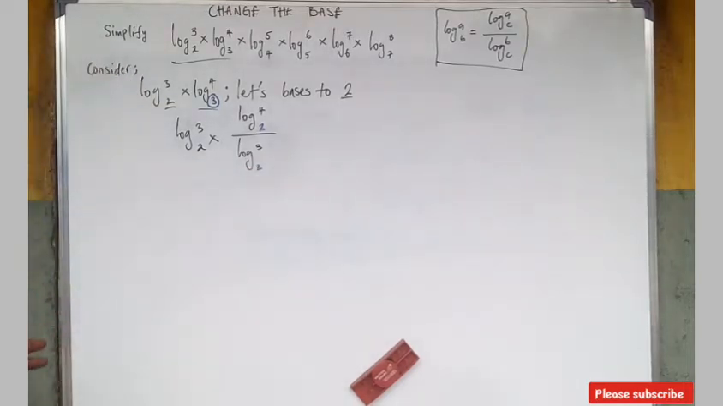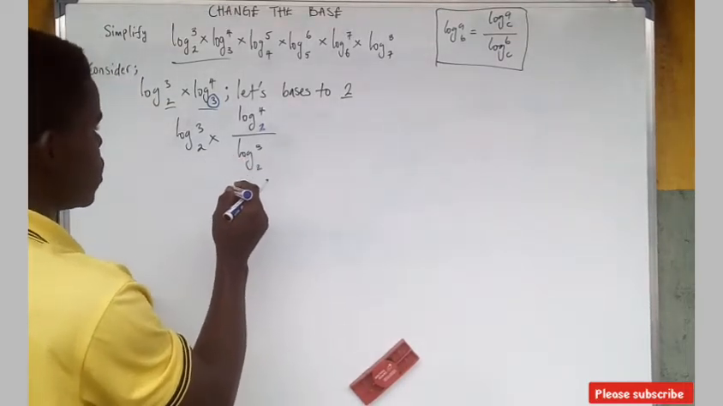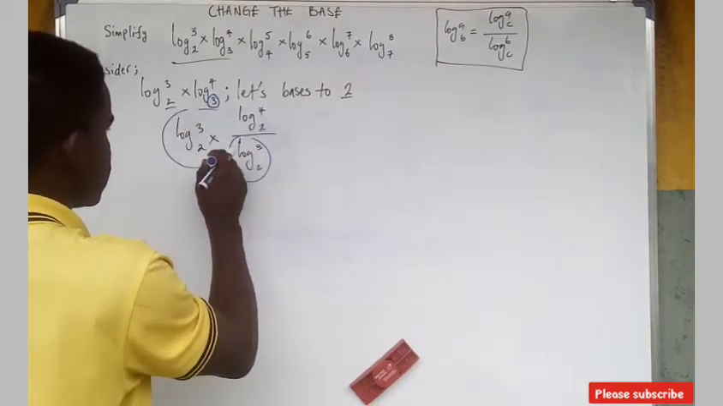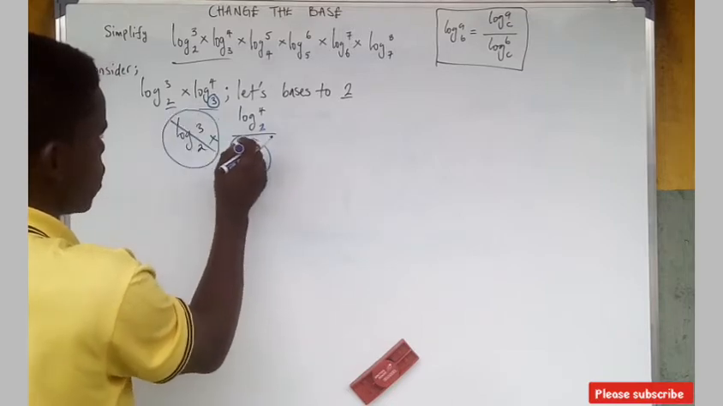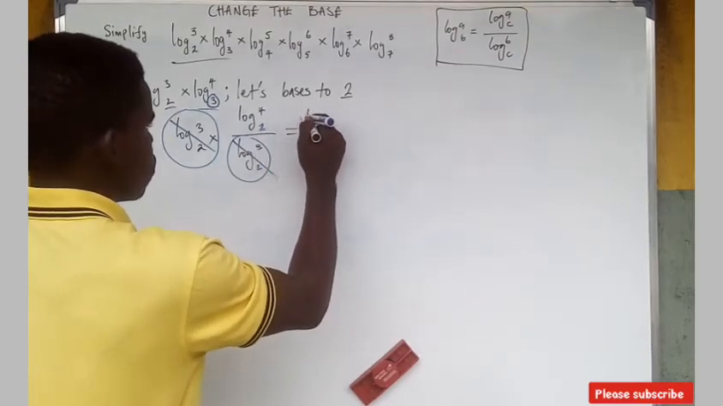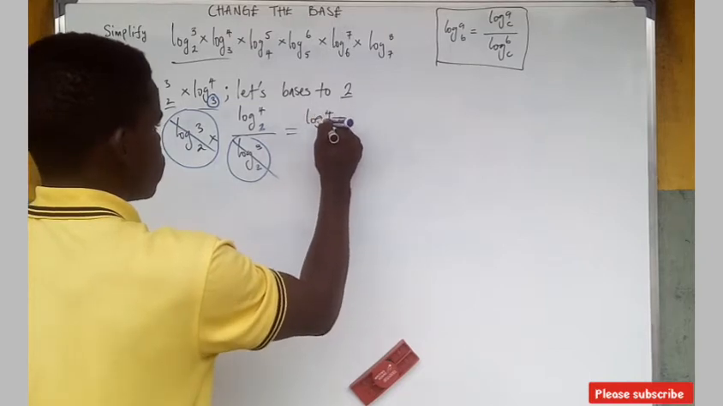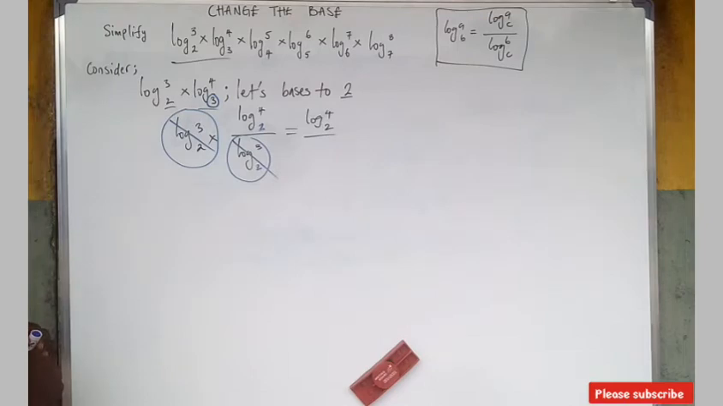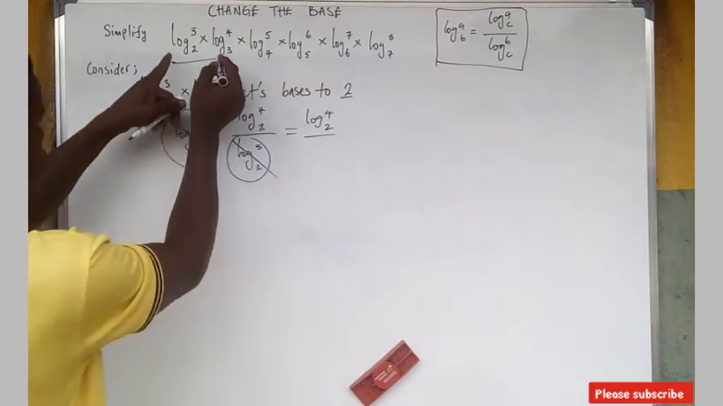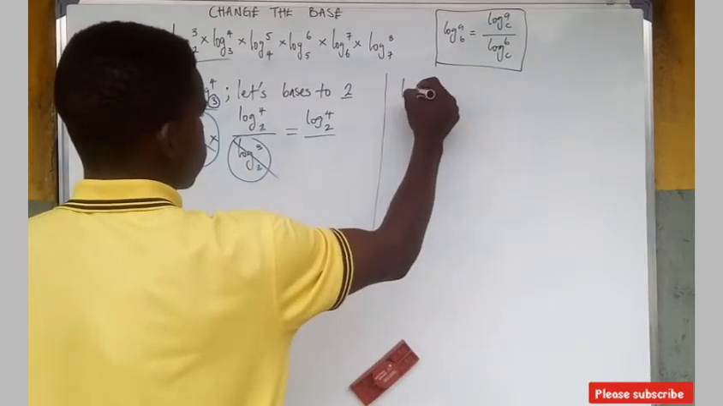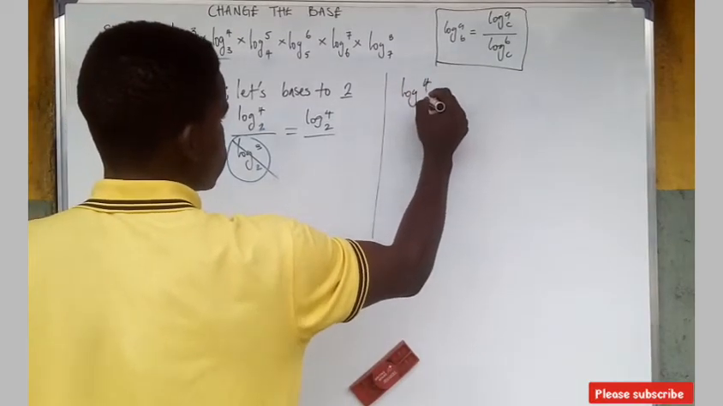Now look at that. The log 3 to base 2 here and the one here are the same, so they cancel, and that resolves to log 4 to base 2. Have you seen that? So the first two products give us log 4 to base 2.